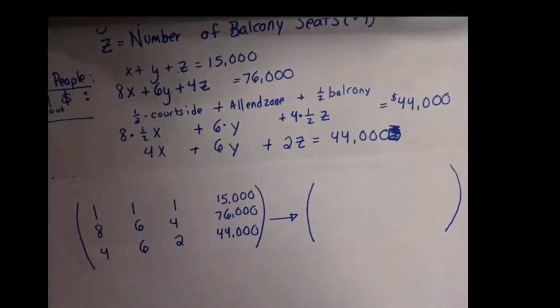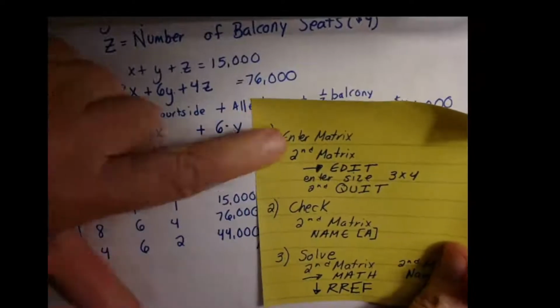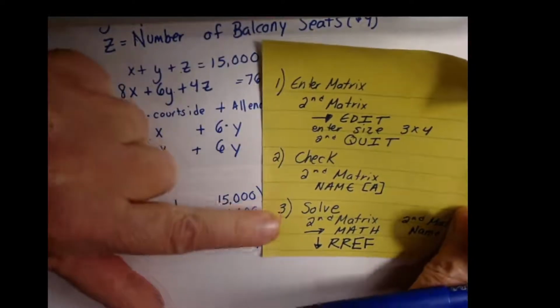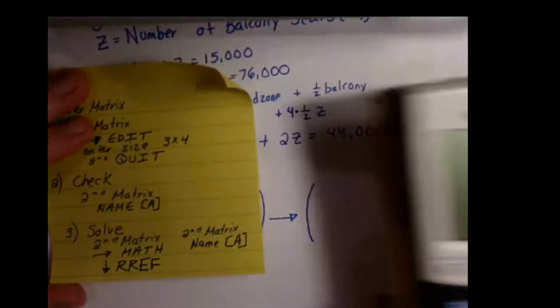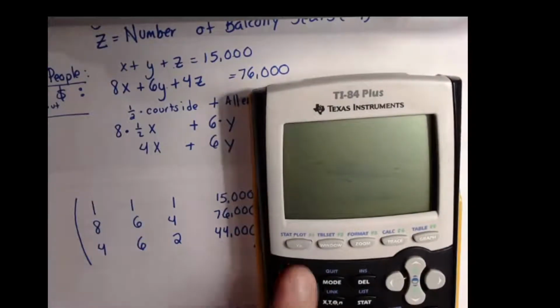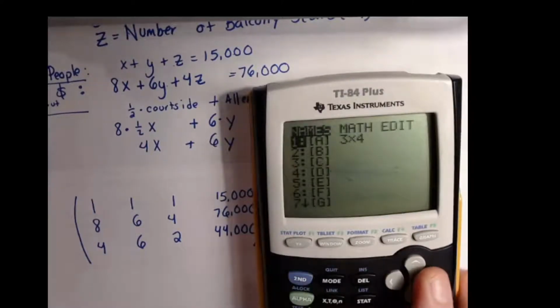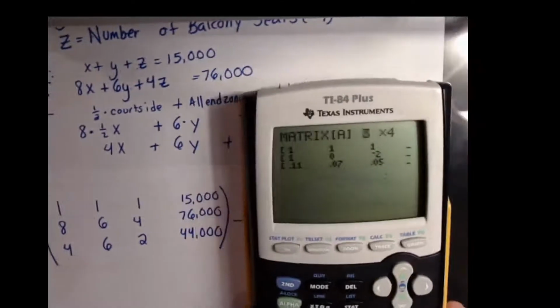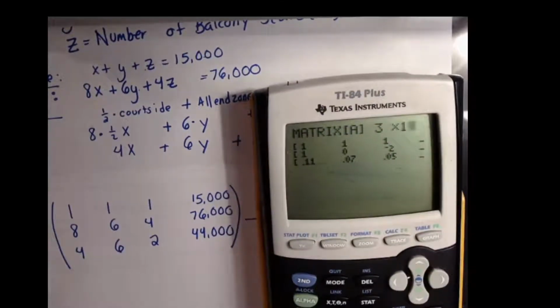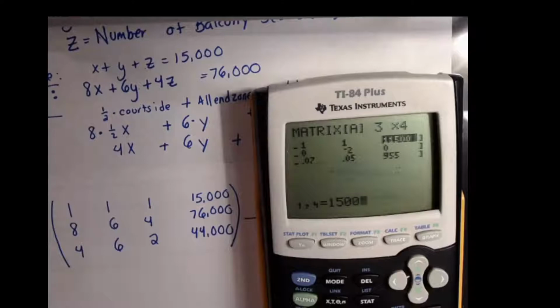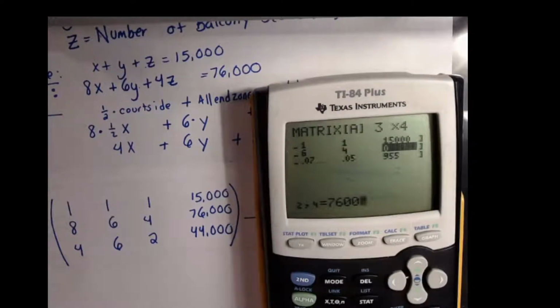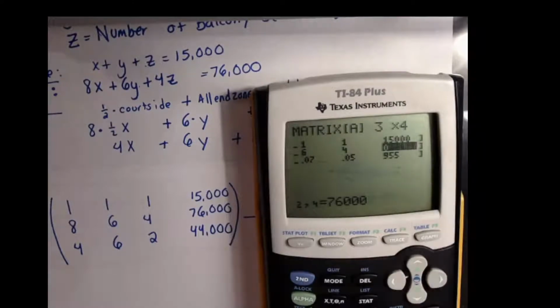So now what am I going to do? I am going to enter my matrix, check my matrix, and solve my matrix. So second matrix, gotta turn it on again. Second matrix, I want to edit, and I'm going to enter it in. It's still a 3 by 4. Oops, don't want to change that size. And notice my calculator is making enough room for them. Make sure you're counting your zeros.